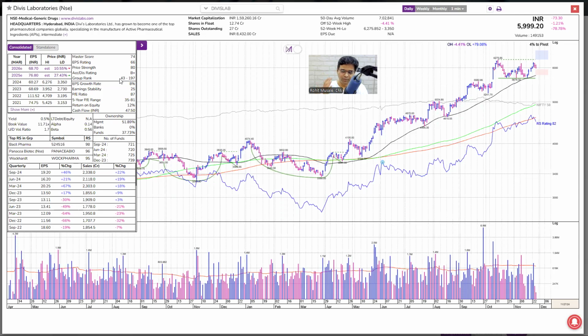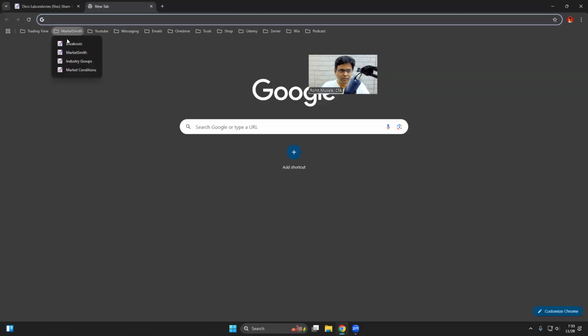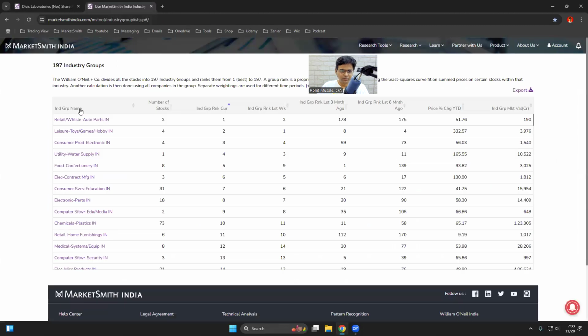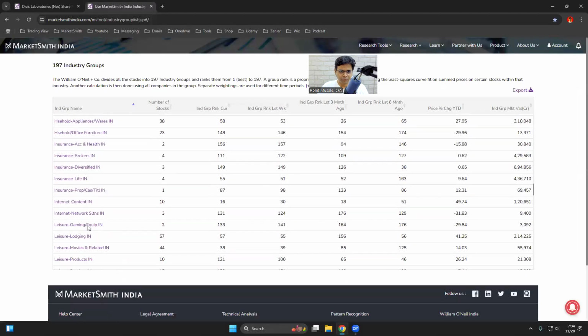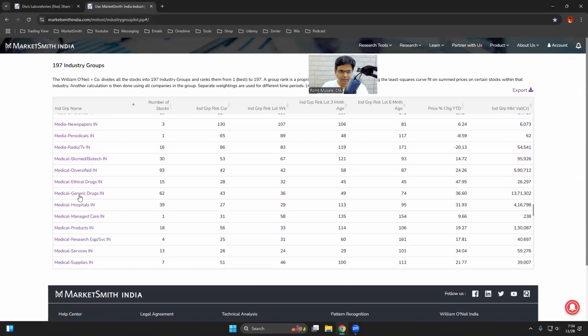I want the group rank to be less than 40, preferably less than 20. But let's see whether that group rank has improved or not. If that is the case, then we could be excited about the stock. So let's see. This is medical generic drugs. I have this bookmark link here, so let's go to industry groups, medical generic drugs. See, 43. Six months ago, the industry group rank was 74. Now it is 43, which means it has improved.